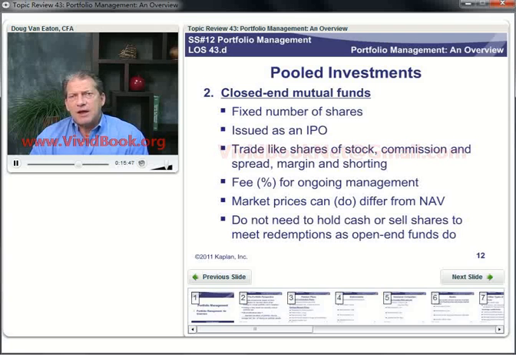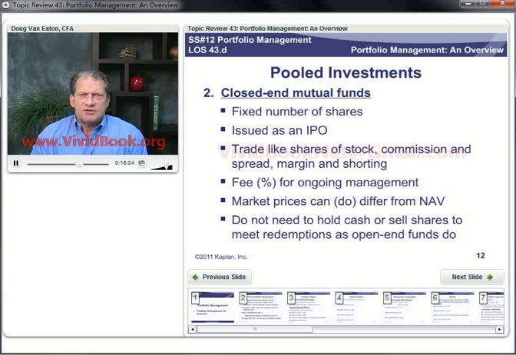Net asset value being the total value of the securities in the portfolio, their net value, net of any liabilities, divided by the number of shares. But market prices can be higher than this, trade at a premium, but very often they trade at a discount from net asset value.